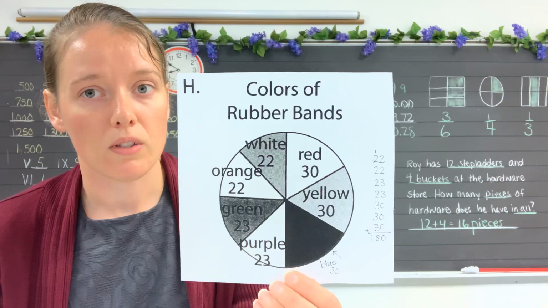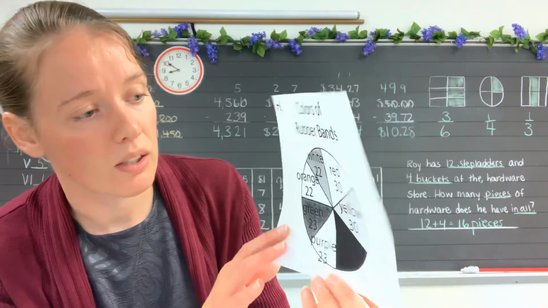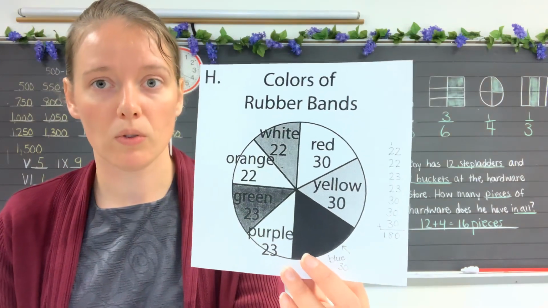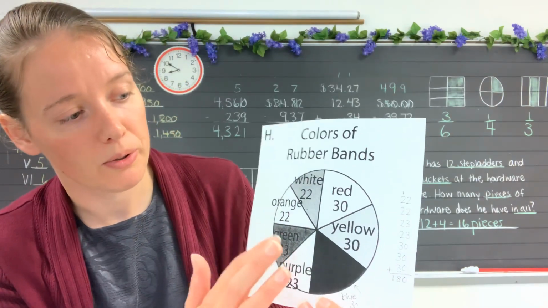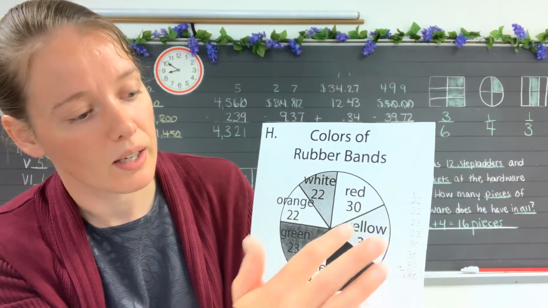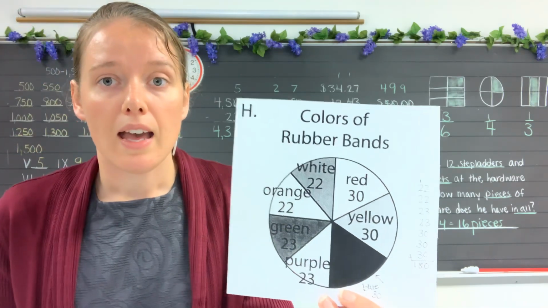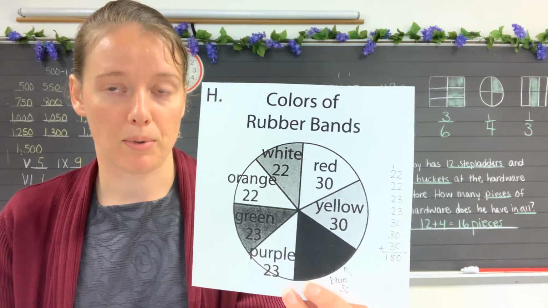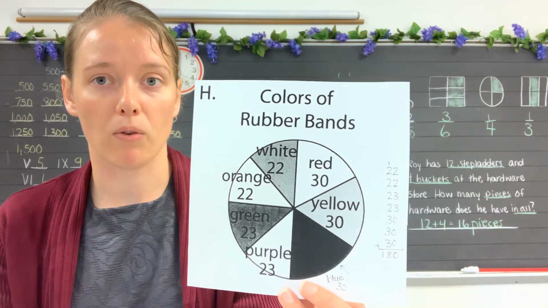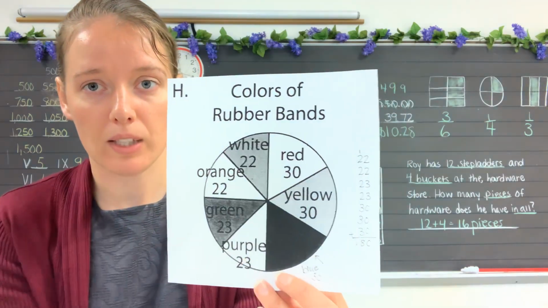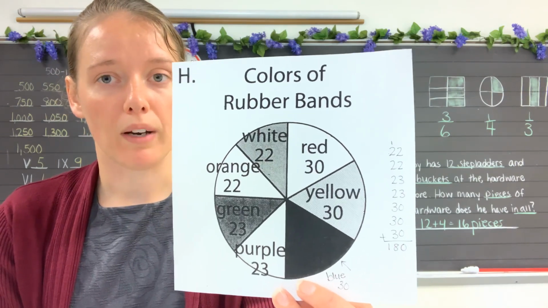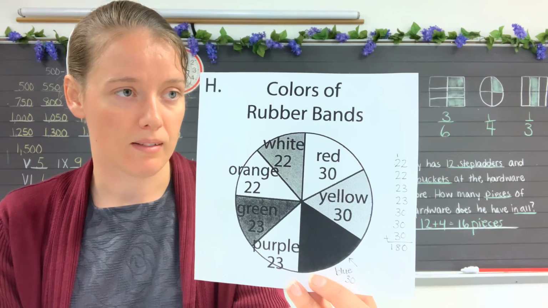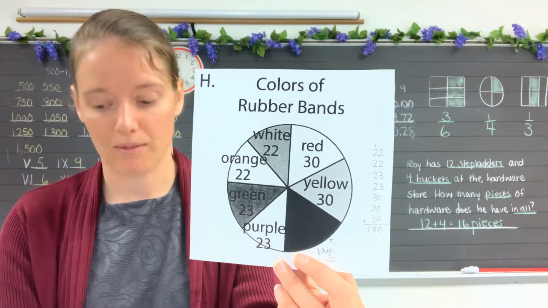Now, I don't know if you can see it or not, but I wrote down here all the numbers. And if you see, these are purple and green and orange and white and red and yellow, and these are blue. And so then it's asking how many rubber bands are represented. That means how many rubber bands are all together. So I added all the numbers together and I came up with 180. So it's 180 rubber bands that are represented on this circle graph.